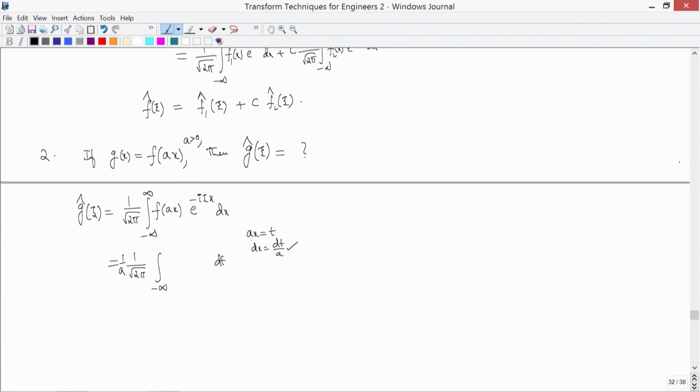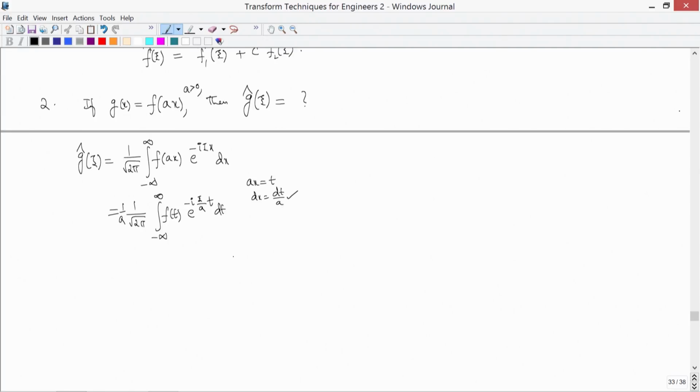If a is negative, the limits go from infinity to minus infinity, so it does not matter; we will see exactly. If a is positive, the limits will not change. So we have the integral from minus infinity to infinity of f of t e power minus i xi t by a, with dt scaled by a.